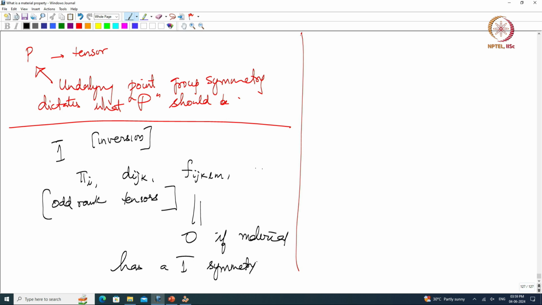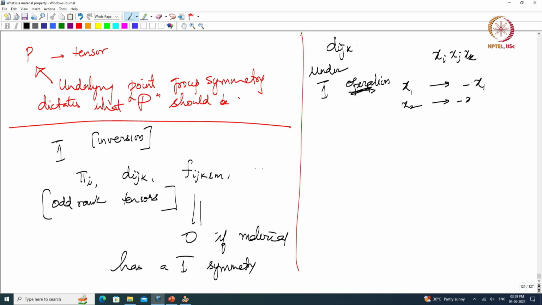Right. This we have shown. So, we looked at Dijk and we said okay, Dijk would transform exactly like a tensor xi, xj, xk. Now, if I have 1 bar symmetry, x1 will transform to minus x1 under the 1 bar operation, x2 will transform to minus x2, x3 will transform to minus x3.